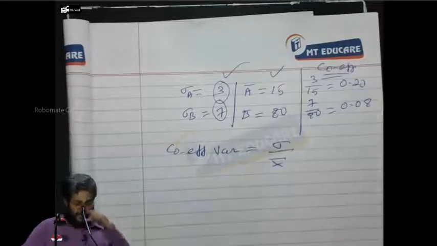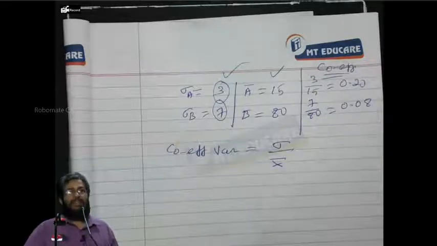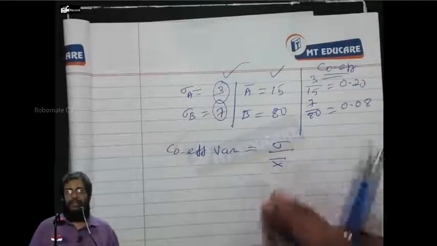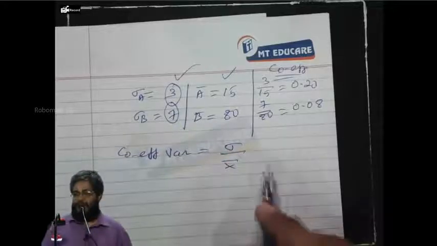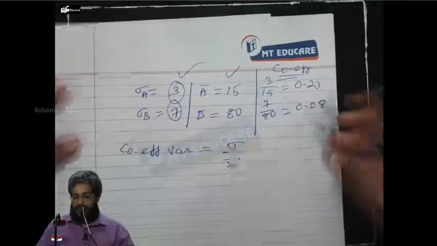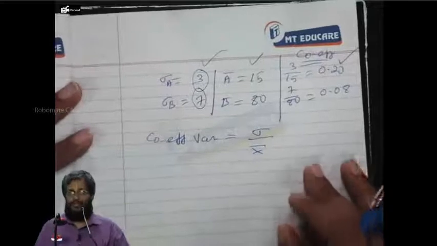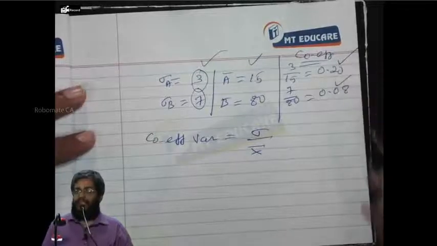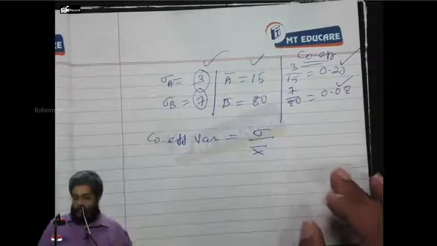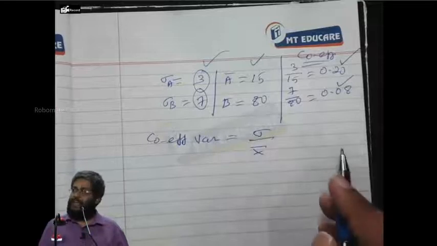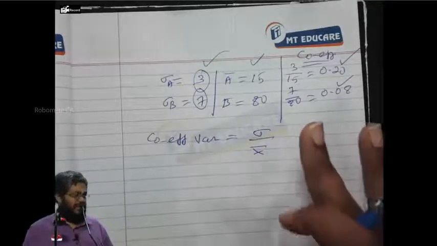In this example, coefficient of variation: A is equal to 3 by 15, which is 0.2. B is equal to 7 by 80, which is 0.0875, some number, leave it. Everybody able to understand the concept of coefficient of variation or not?